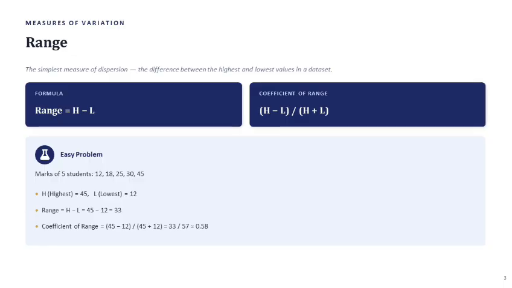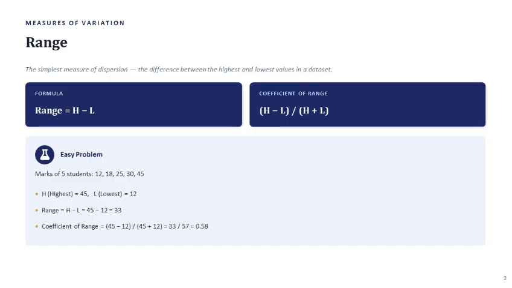Now we are going to see the measures of variation. The first one is range. It is the simplest measure of dispersion, that is, the difference between the highest and lowest values in a data set. The formula is: range is equal to highest value minus lowest value, and the coefficient of range is given as H minus L divided by H plus L, where H is the highest value and L is the lowest value.